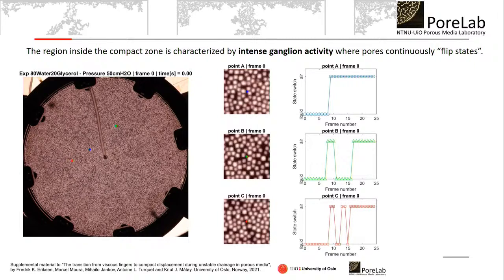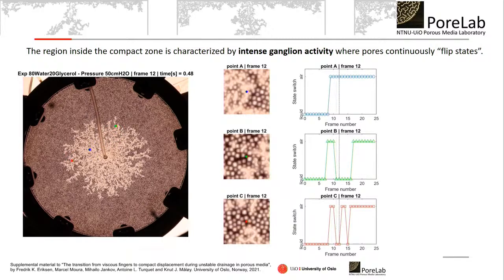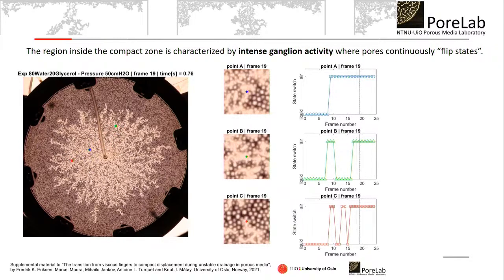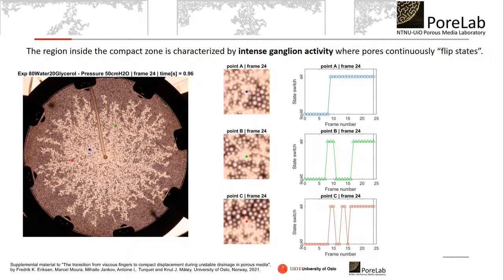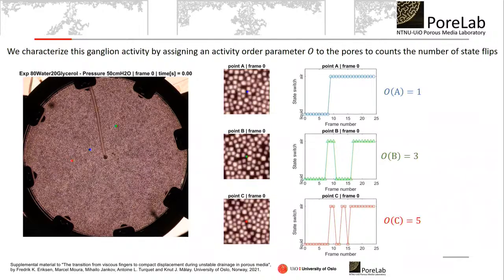Something else that we have observed is that the region inside this compact zone is characterized by very intense ganglion activity. You see here there are 3 points that I marked, one blue, one red, and one green, and they are these 3 points here. This is just a zoom-in on the segment there. What I measure here is a binary variable: if you have liquid, it's here; if the point is filled with air, it flips there. So you see that there are some points, for instance this one here, where it keeps on flipping. It doesn't change state just once. So we can count the number of times that a given pixel flips state between liquid-filled or air-filled, and we can call this the activity order number. For that one here, it would be 1 because it flipped only once. This point here flipped 3 times. And this one flipped 5 times.